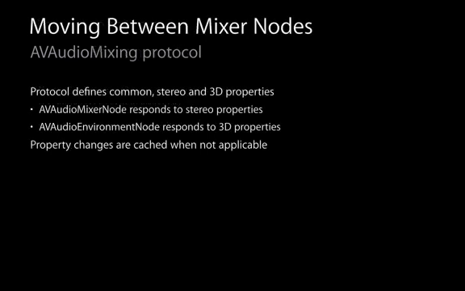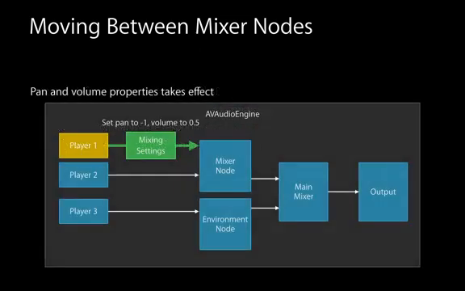So now we've talked about two types of mixers. You have the 2D mixer, and you have the 3D mixer. And source nodes, that is the player or the input node, talk to these mixers using the AVAudioMixing protocol. I just wanted to point out that when a source node is connected to a 2D mixer, then all of the common and the 2D mixing properties take effect. When a source node is connected to a 3D mixer, then all of the common and the 3D mixing properties take effect. Let's look at what that looks like here.